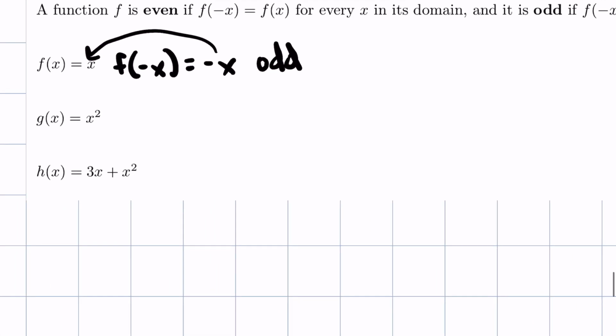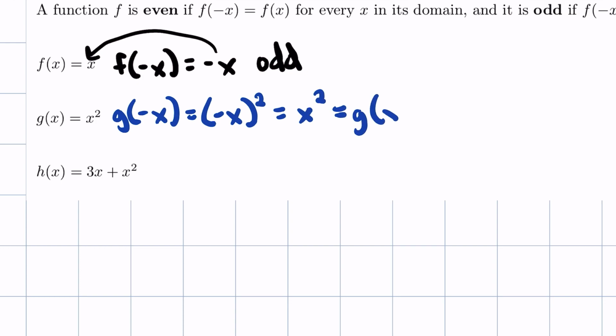Okay, let's go on with a different color here. For g of x, it's x squared. So we're plugging negative x in for x. Negative x squared just becomes x squared. So it becomes the function itself, right? So this is going to be even.